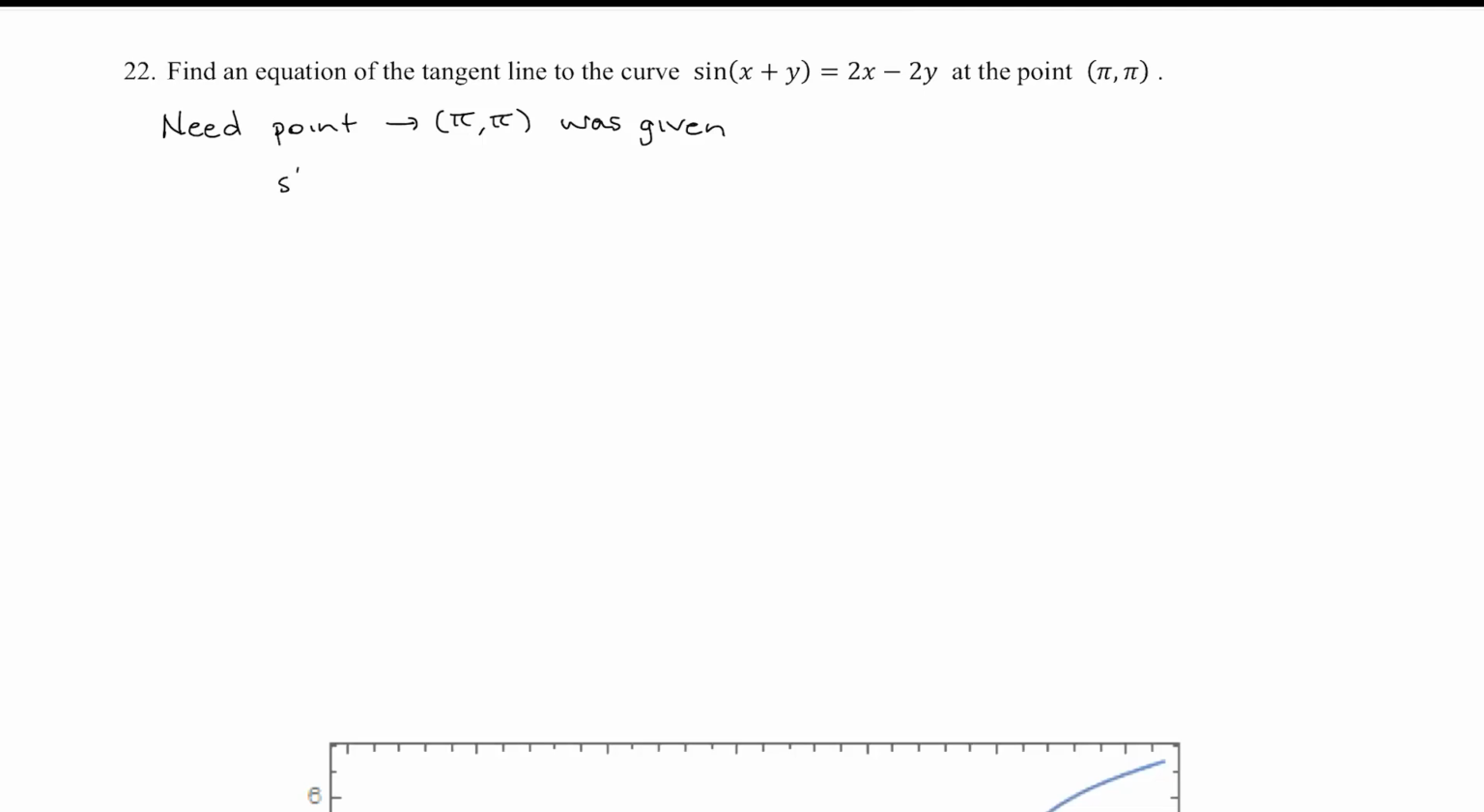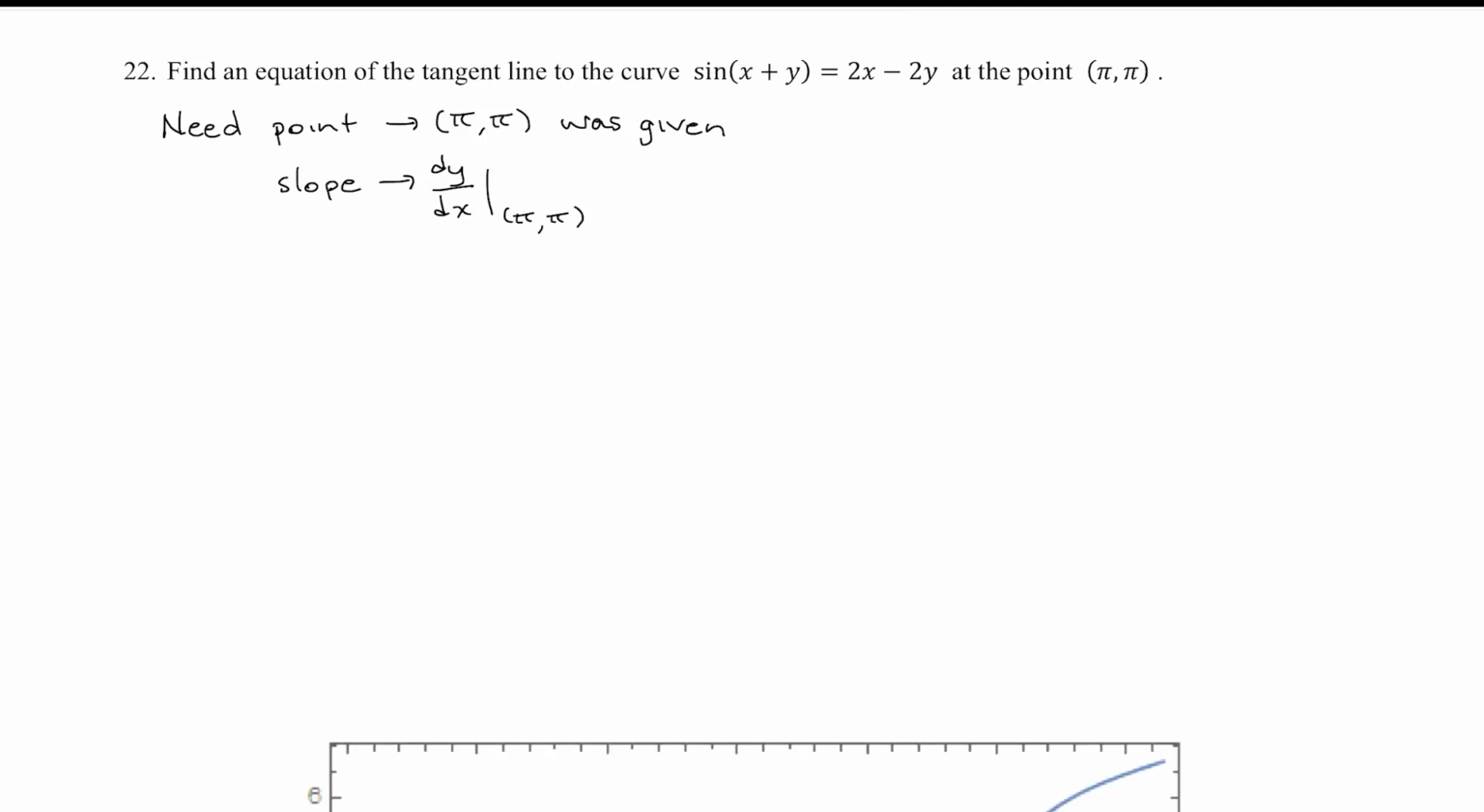And in this case, it was given to us. And then we need the slope, which is dy dx, and that we would need evaluated at the tangent point. And so basically, we need to find dy dx, and again, notice that the function we're given, sine of x plus y equals 2x minus 2y, is implicit, that is, y is an implicit function of x. We cannot get y by itself solved just explicitly in terms of x. So we're going to use implicit differentiation.